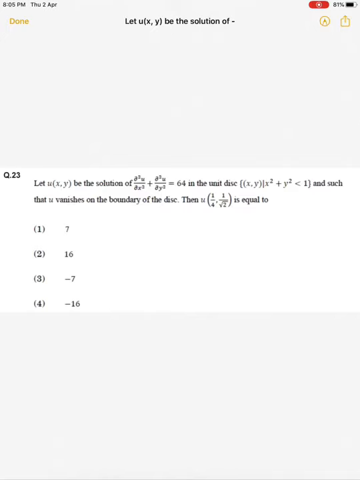This is a question from CSIR NET December 2019. In this problem, we are given a function u(x,y) which is a solution of the Laplace equation del 2u del x2 plus del 2u del y2 is equal to 64 in the unit disc, and such that u vanishes on the boundary of the disc. Then it is asked what will be the value of u at the point x is equal to 1 by 4 and y is equal to 1 by root 2.